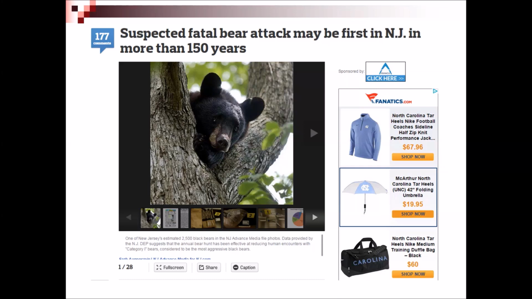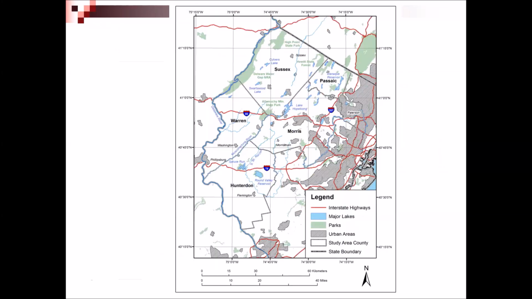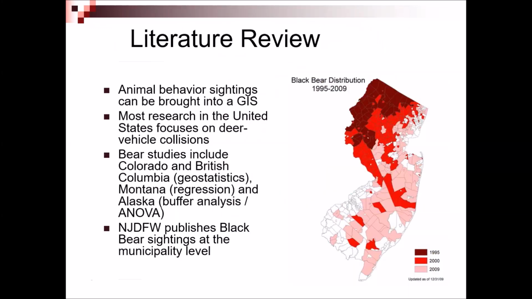He lived right in this area right here. And so when we make maps, the big problem is that New Jersey is divided into townships and boroughs and counties and all these other things. And so you have these white areas here. Well, they're white here. They don't have any sightings. Why? Probably because they're so small.